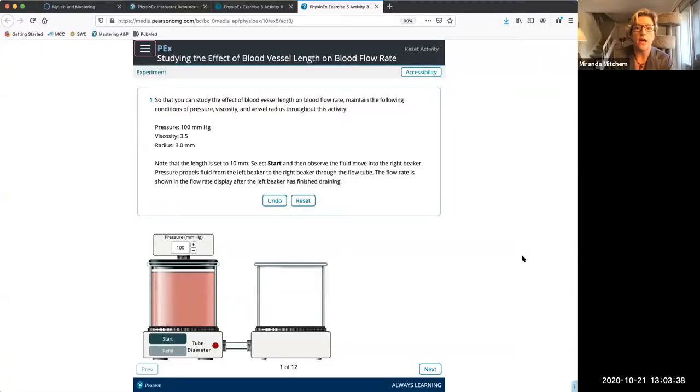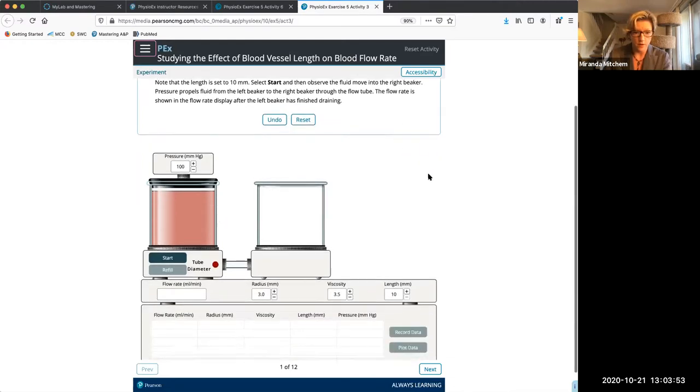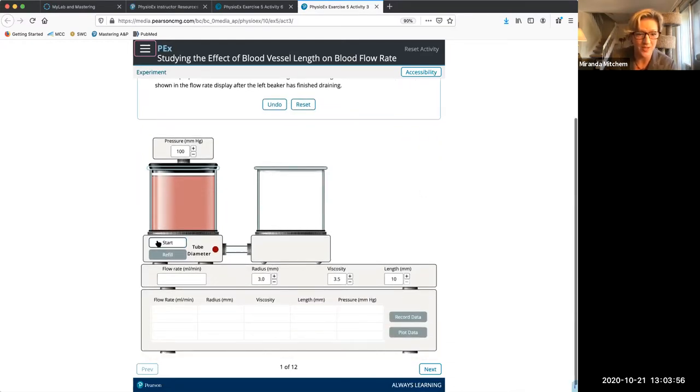Okay, now we're looking at the length of the blood vessel. Another way of thinking about that is how far away are we from the heart? Our conditions are 100 millimeters of mercury, a viscosity of 3.5, and our radius is 5. Okay, much shorter tube.